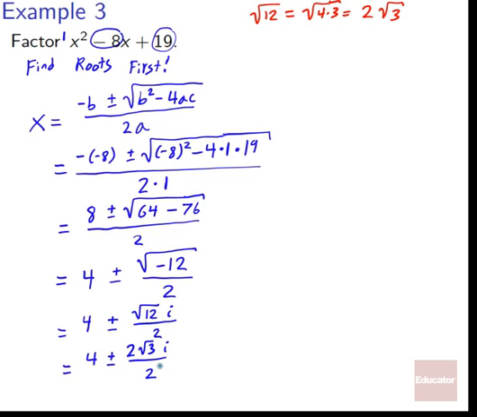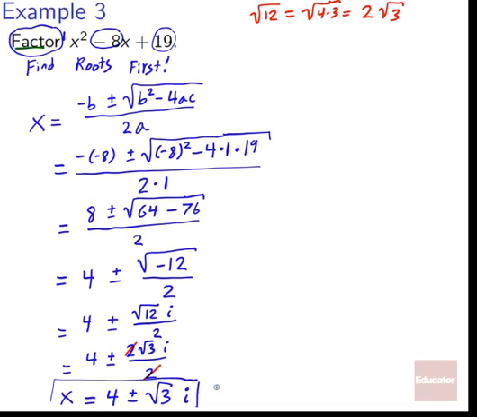Hey, look, we've got 2 and 2. Those cancel out. And we are left with all of our roots: x is equal to 4 plus or minus the square root of 3 times i. Those are our roots. However, those aren't our factors. We want to find what the factors are, so let's get that in another color.